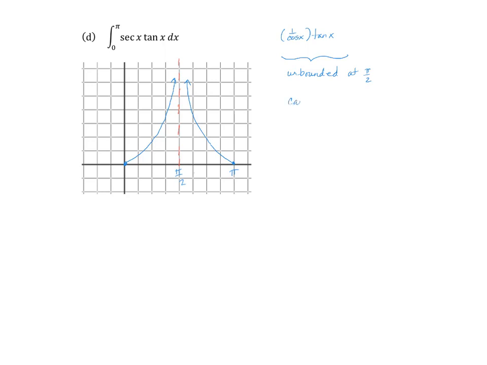So this is something that we would reserve for calculus 2. Right now, you cannot integrate this on the interval from 0 to pi. Now, if I decided that I was going to integrate this from 0 to pi over 4, that would be okay, but not from 0 to pi. And that's it for this section.